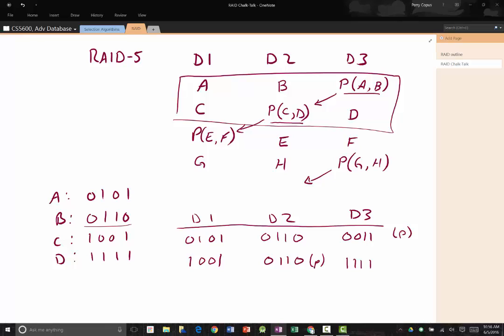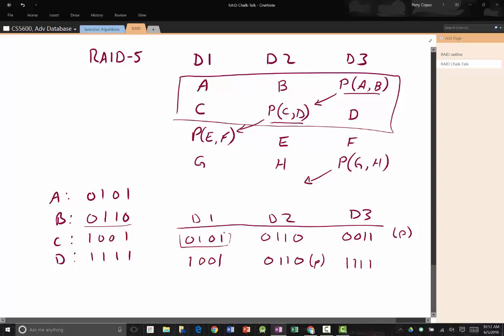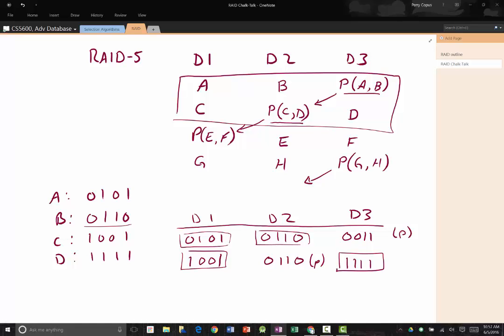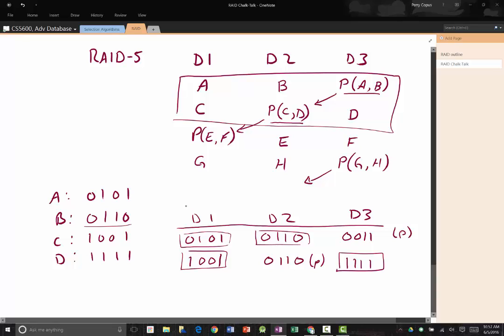But what about when we're reading back? Well, once again, we ask the controller for blocks A, B, C, and D, and the controller knows that block A is stored here, that B is stored here, C is stored here, and D is stored here. So it reads it from the appropriate disks and ignores the parity data. But now let us consider what happens when one of the drives fails. Which one do we want to kill? We can really kill any of them, but let's say that disk 1 fails.